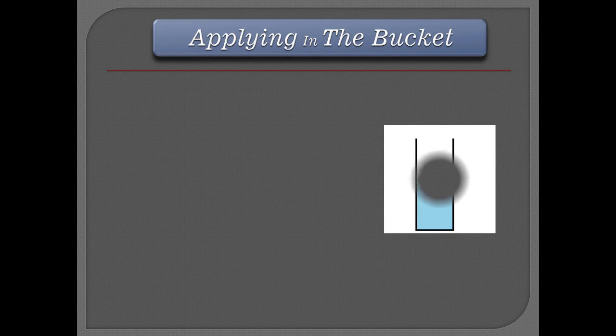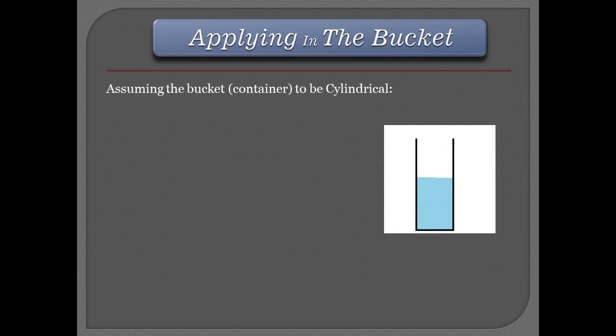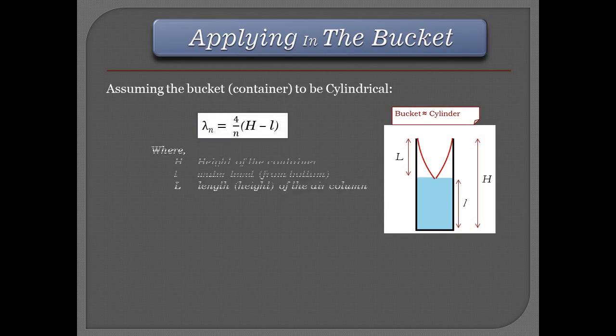Let's see. A bucket is almost cylindrical and can be considered as a cylindrical air column. So for a container of height H filled up to a level of small l, the length of the air column is capital L, which is the height of the container minus the level of water. Therefore, our formula for wavelength becomes lambda_n = (4/n)(H - l). In this formula, L cannot exceed capital H.